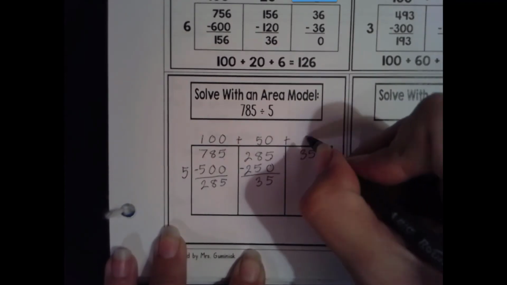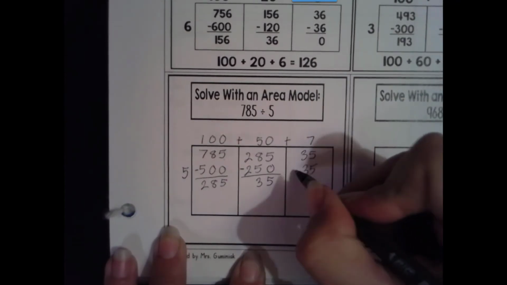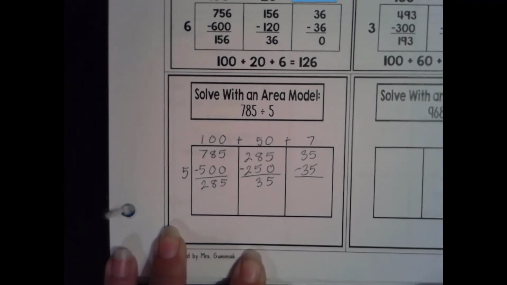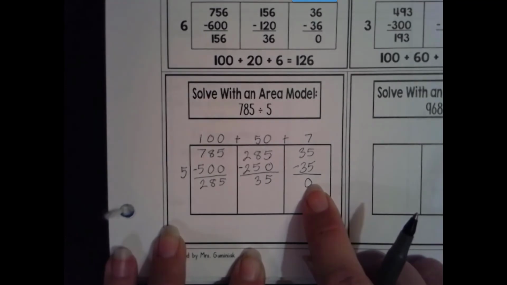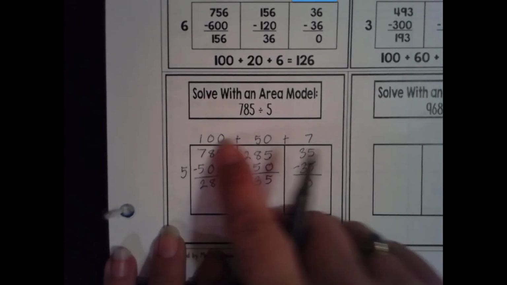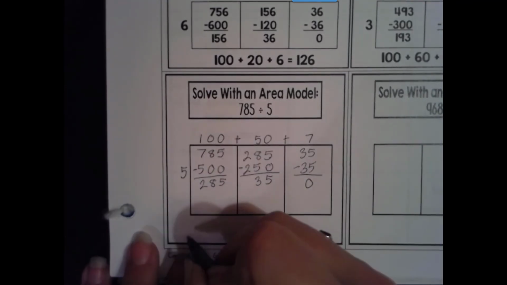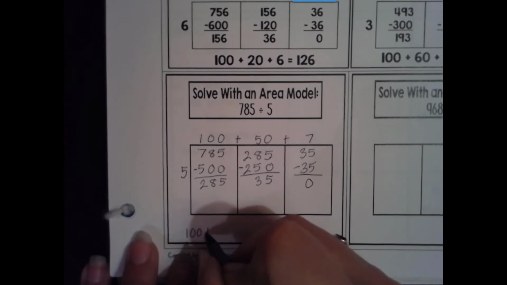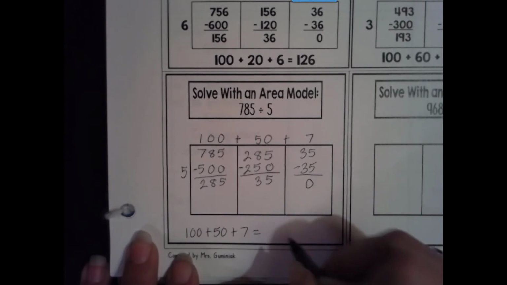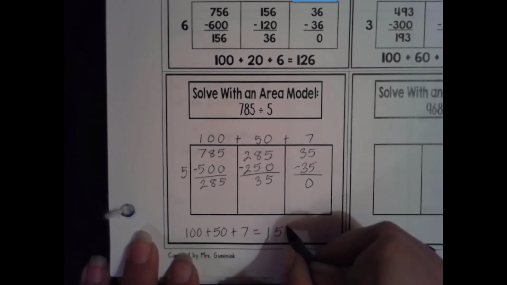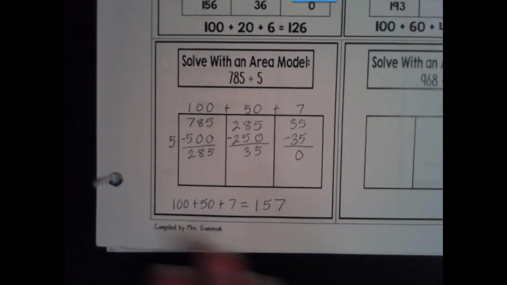And I know that 7 times 5 is 35. Numbers the same, zeros the game. Can't take any groups of 5 out of 0, so we're done. We add these partial quotients together, so 100 plus 50 is 150, plus 7 is 157.